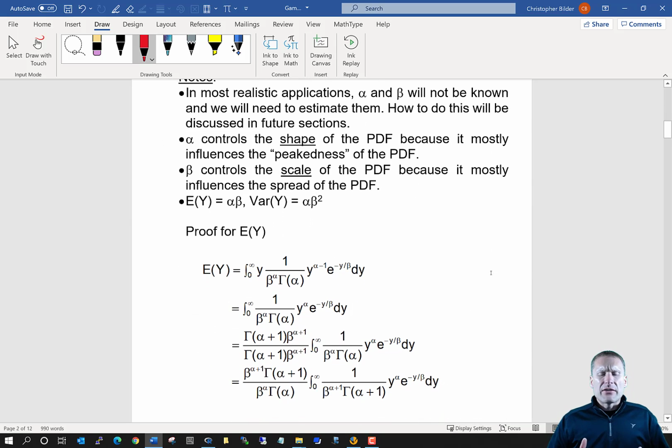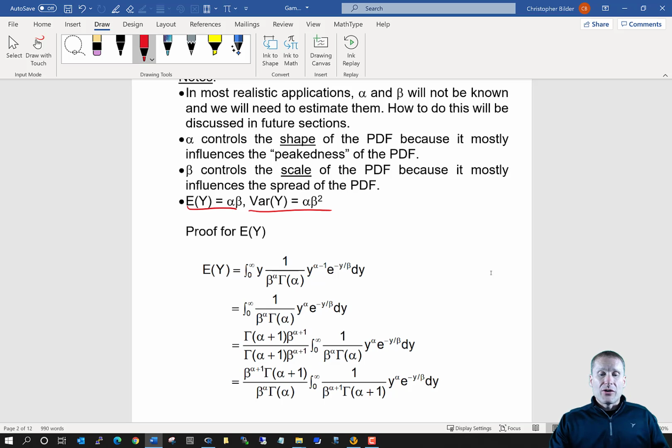Alpha is often said to control the shape of the PDF because it mostly influences the peakedness of the PDF. You'll see examples shortly. Beta controls the scale of the PDF because it influences the spread of the PDF. In other words, how much are the possible values of y spread out. Now, one can show that the expected value of y is equal to alpha times beta. The variance of y is equal to alpha times beta squared.